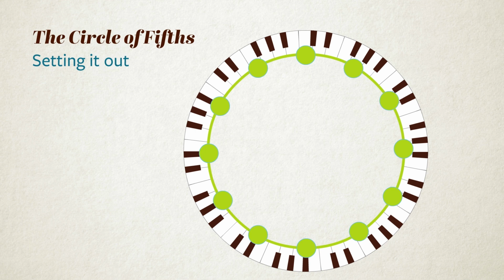Traditionally, we put C at the top of the circle, with the note a fifth higher next to it. G is a fifth higher than C, so let's put that in. Now we can just keep going around the circle, going up a fifth each time. Eventually we get back to the start again, having covered all 12 notes.